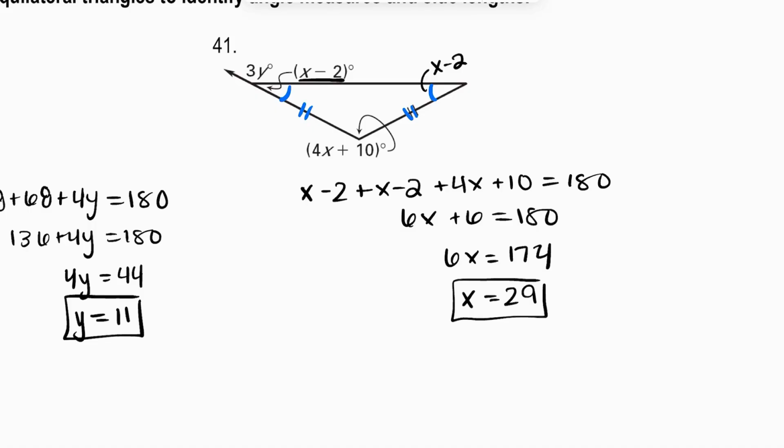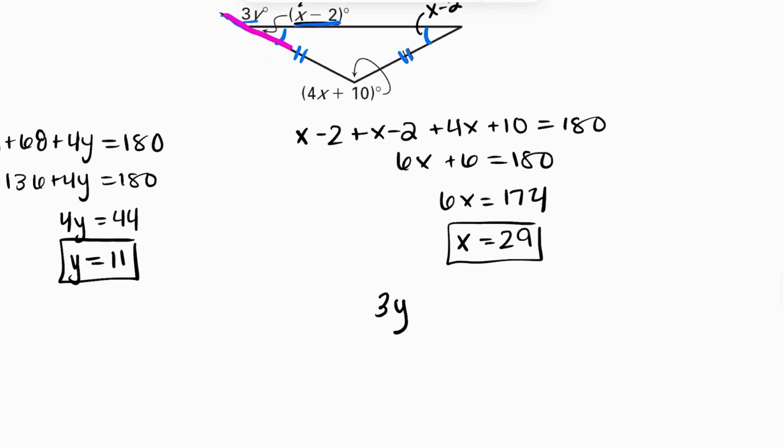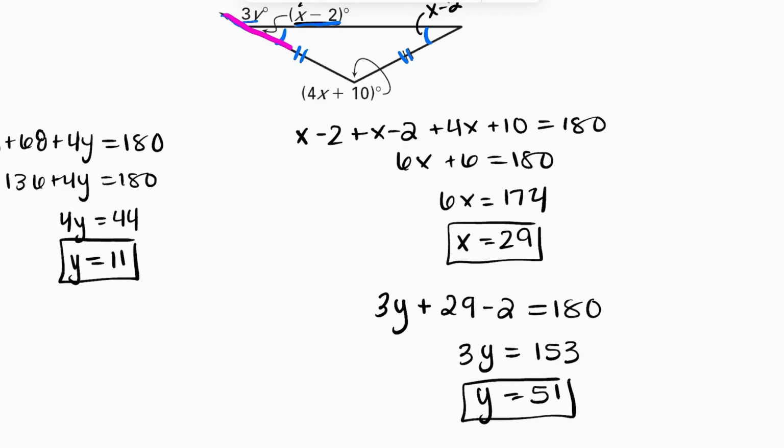All right. Now, these angles, 3y and x minus 2, equal 180 because they're creating a line. So since we know x is 29, we can plug that in here and then add these two together and set them equal to 180. So 3y plus 29 minus 2 equals 180. So we have 3y equals 153. So y equals 51.